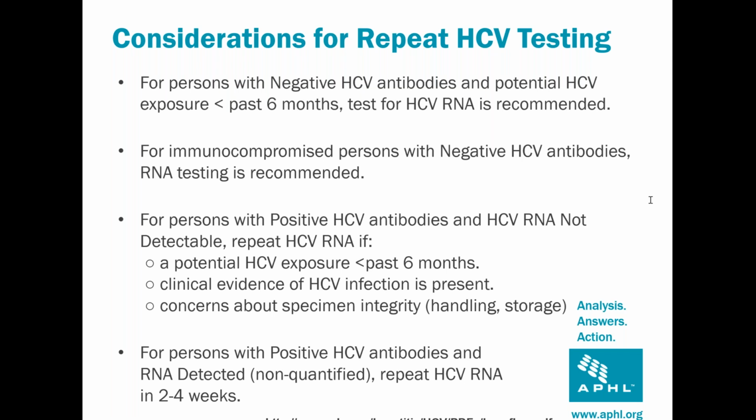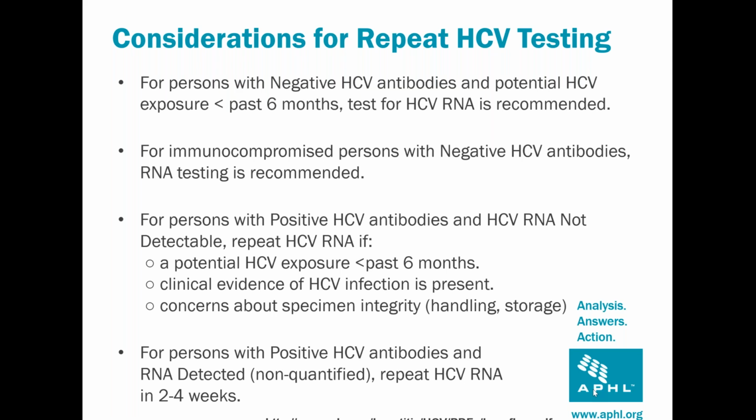For immunocompromised persons with negative HCV antibody results, again, RNA testing is recommended. And for persons with positive HCV antibodies and HCV RNA not detectable, repeat HCV RNA if there's a potential exposure in the prior 6 months, or if there's clinical evidence of the infection, or there's concern about the specimen integrity. And we'll talk about that in a slide coming.